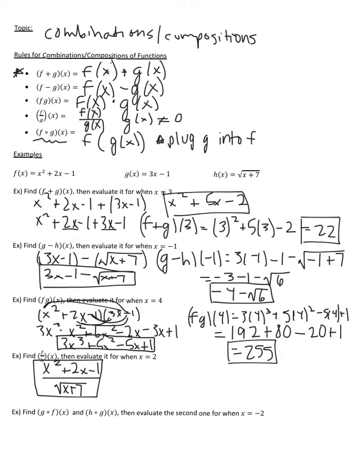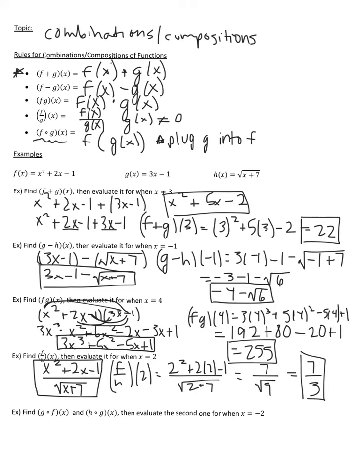If I want to evaluate it for when x equals 2, I can go ahead and just plug 2 in. So f over h of 2: 2 squared plus 2 times 2 minus 1 over the square root of 2 plus 7. So that's going to equal 4 plus 4, which is 8, minus 1, which is 7, over the square root of 9. We know the square root of 9 is 3, so this equals 7/3.